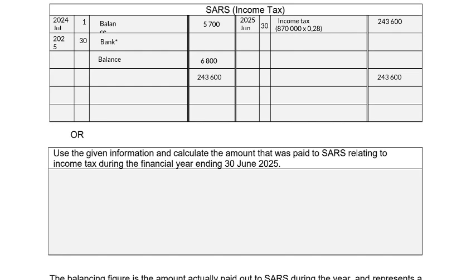So our bank, which is our balancing figure, we're going to say 243,600 minus 6,800 and minus 5,700, and that will give you 231,100 Rand.